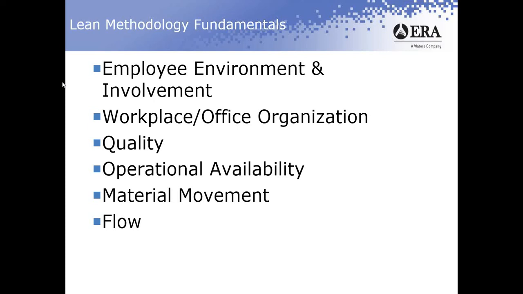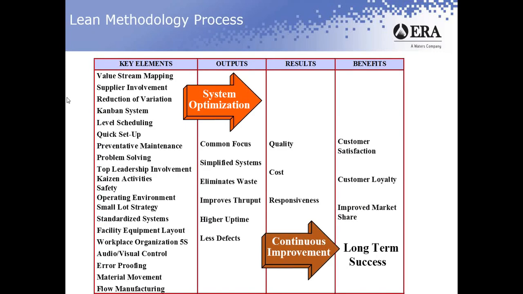Workplace and office organization, having things organized, eliminating waste, eliminating walking time. We'll talk a little later about the different types of waste. It's about quality, improving your quality. It's looking at your operational availability. Is your process even capable of delivering whatever you're trying to achieve? It's looking at your material movement as well as the flow of your material or the flow of your processes.